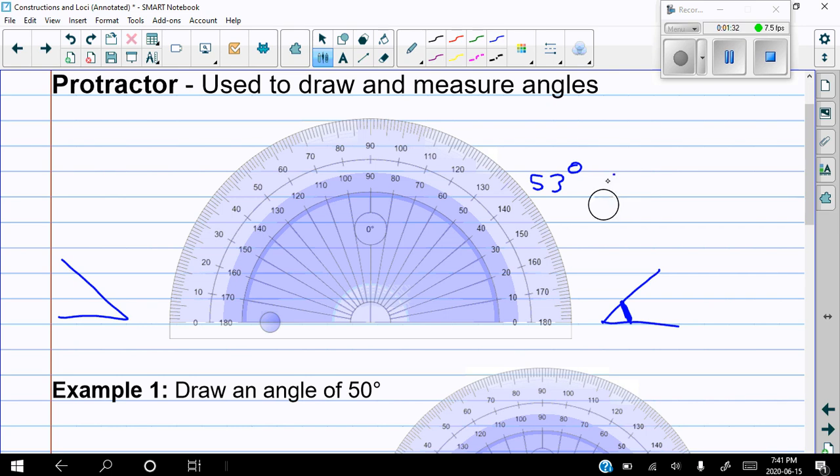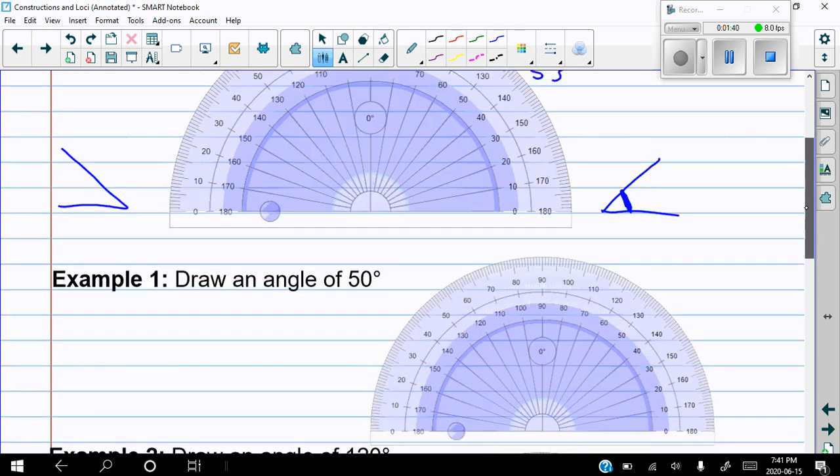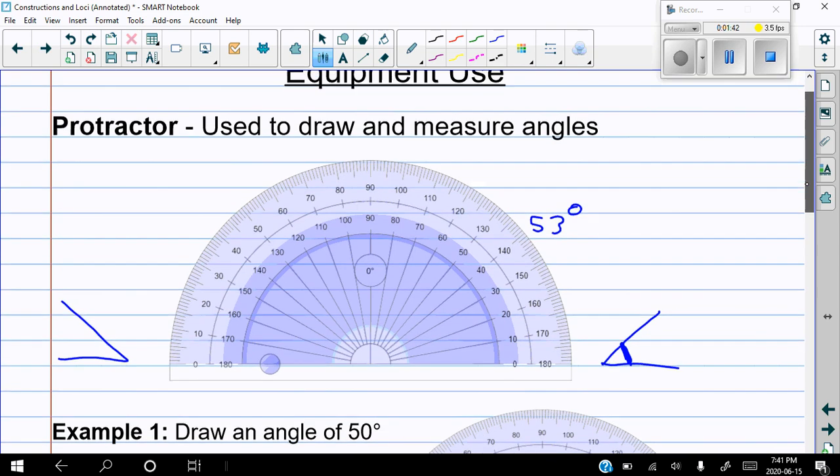So we can use this to inform us what this looks like. Or we can use protractors to measure, to find out what angles actually are. So that's what we're going to start off by doing. I'm going to get rid of everything else on this page because you don't really need it.